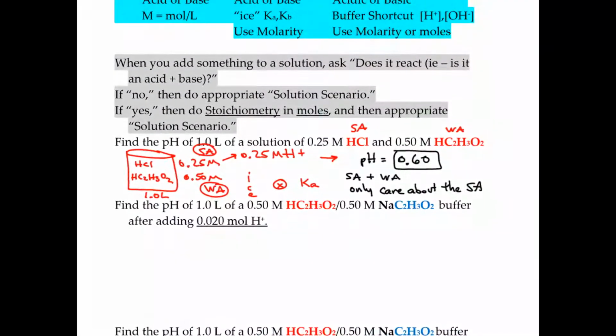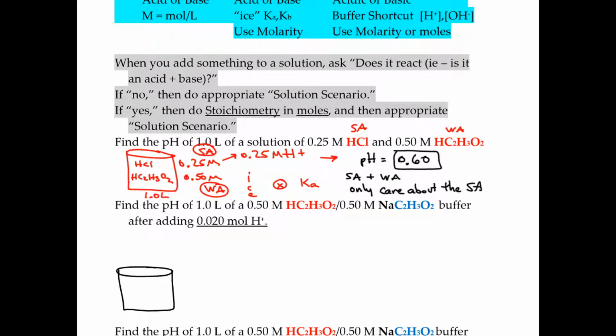We have a beaker that has, first of all, a buffer in it. So let's draw a little picture of this. We have our beaker here. Inside this beaker, we have our acetic acid.